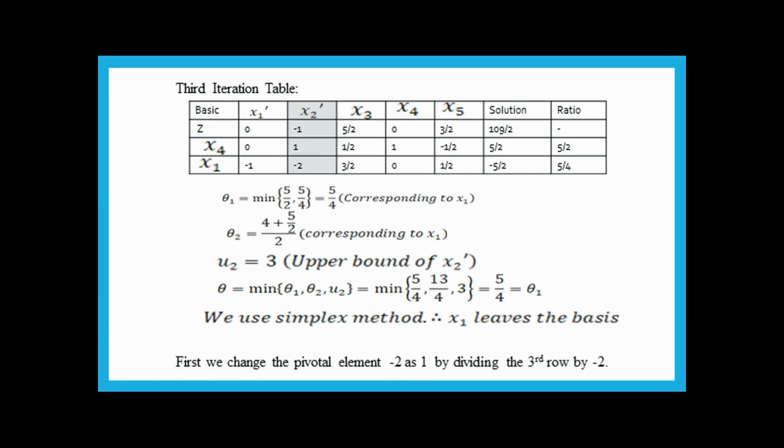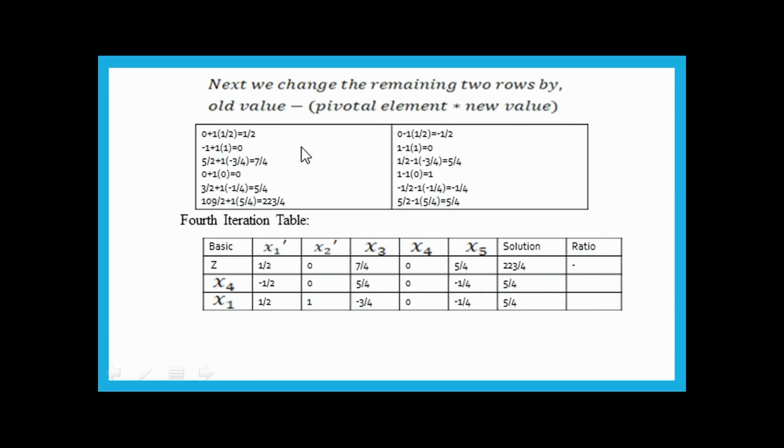So in the case of theta 1, by algorithm, we simply use the simplex method. So here x1 leaves the basis. First we change the pivotal element minus 2 to 1 by dividing the whole row by minus 2. Next we change the remaining 2 rows by using the formula old value minus pivotal element into new value. So similarly we have to calculate these values and substitute in the table.